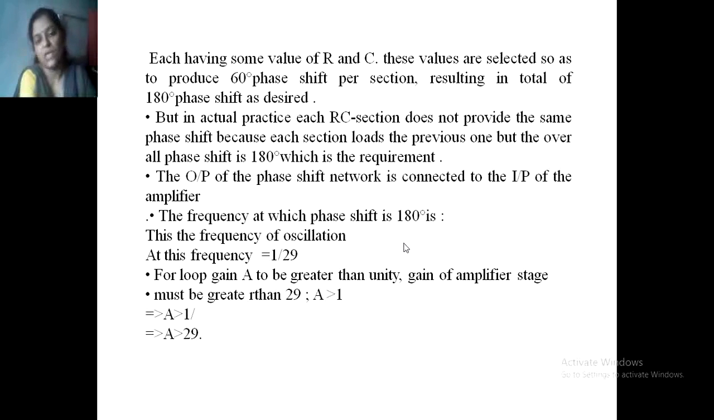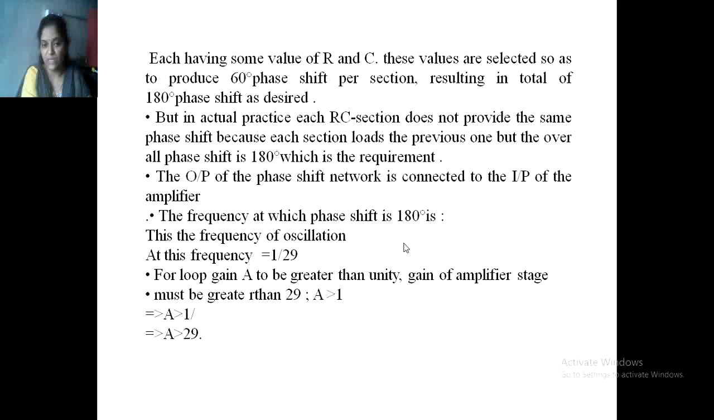But in actual practice, each RC section does not provide the same phase shift because each section loads the previous one, but the overall phase shift is 180 degrees, which is the requirement. The output of the phase shift network is connected to the input of the amplifier. The frequency at which the phase shift is 180 degrees is the frequency of oscillation.